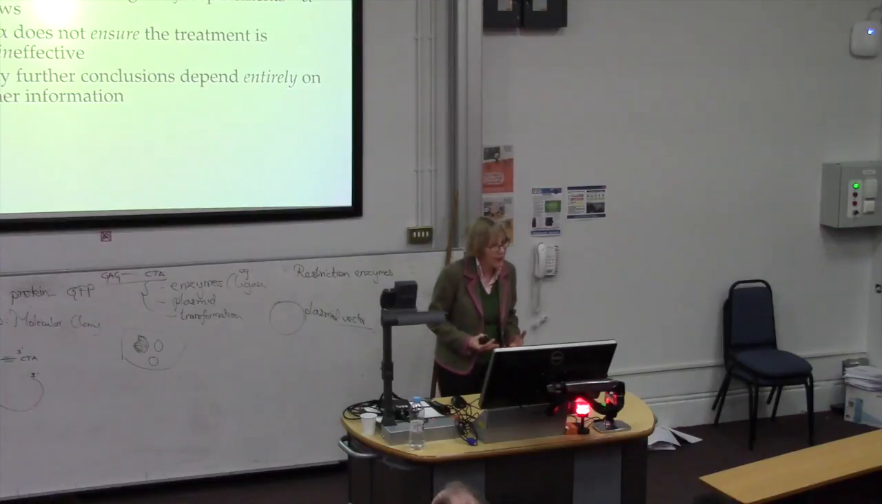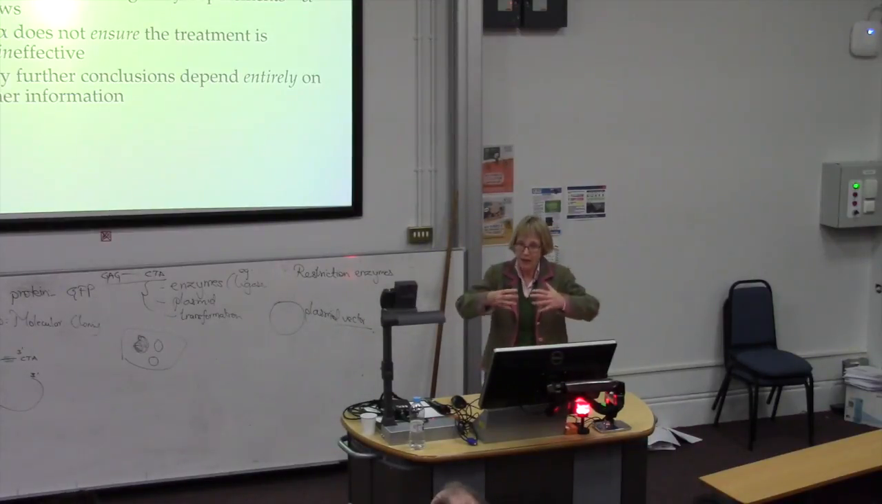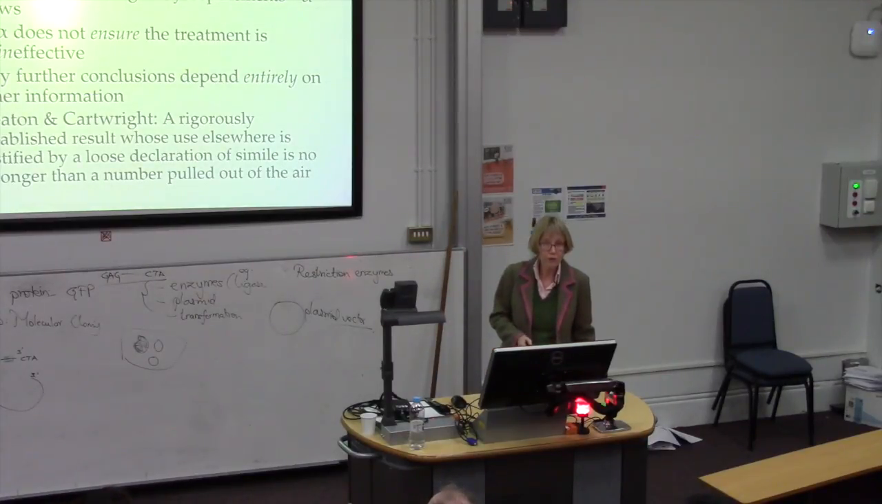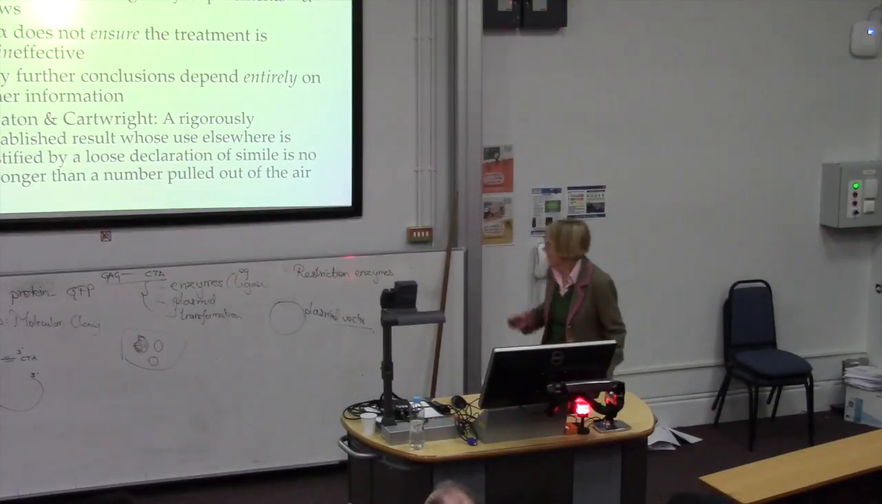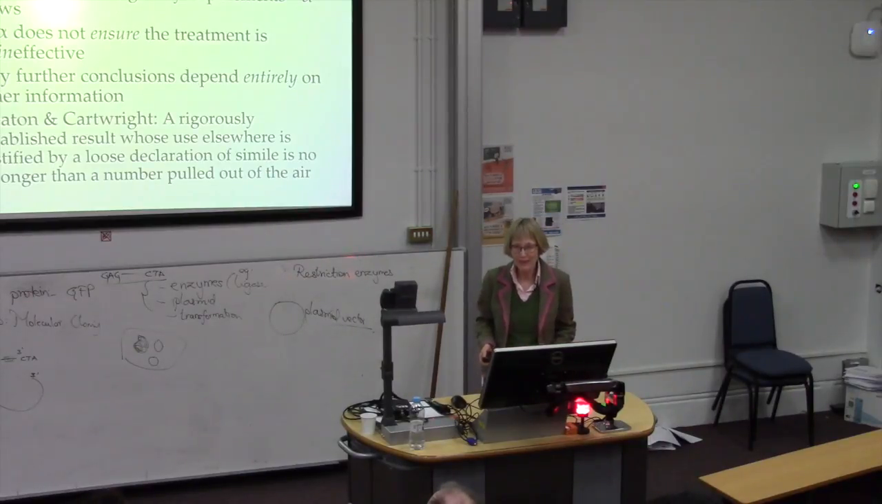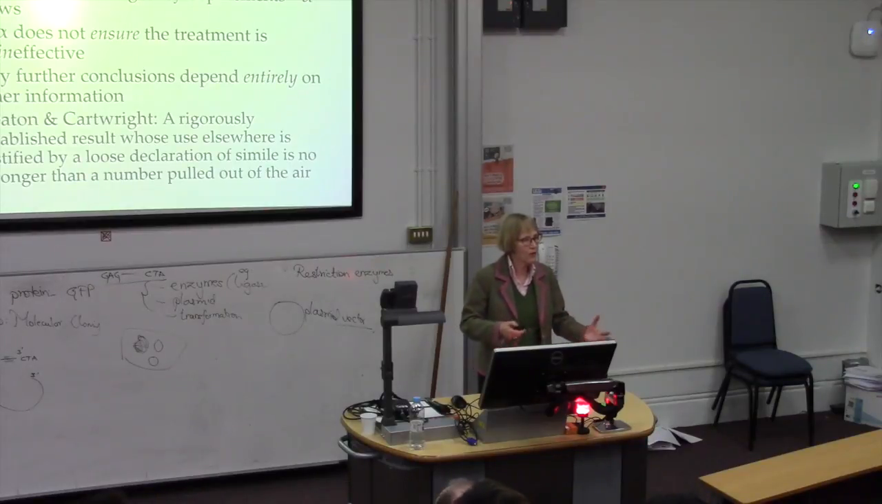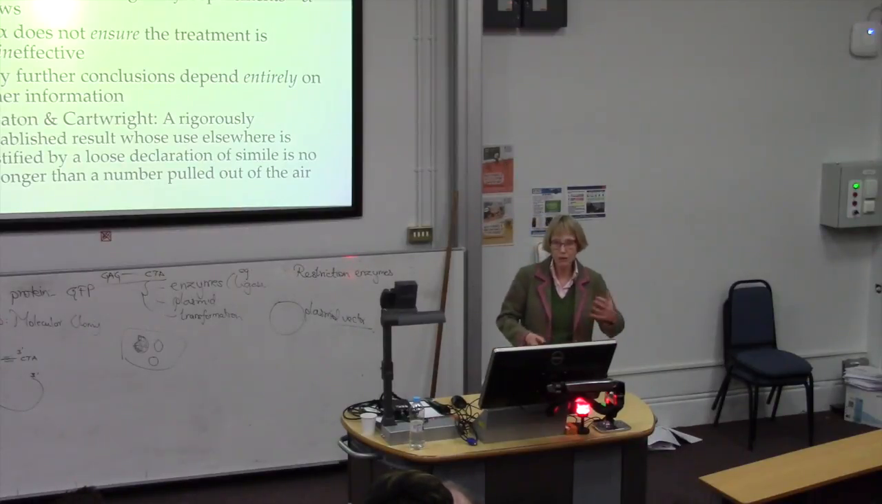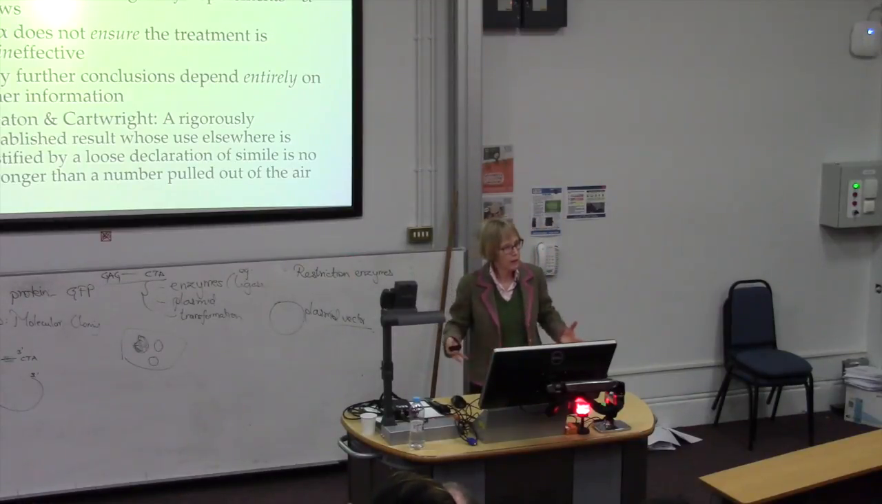If you want to help applicability, you've got to bring in information from outside the design of the trial. This is a paper I've written with the economist Angus Deaton. A rigorously established result whose use elsewhere is justified by a loose declaration of simile is no stronger than a number pulled out of the air. That was actually written by Angus Deaton in our joint paper. That's what I'm worried about. You do your best to describe your study population, and some of the reasons you did it had something to do with ethical reasons, that you had these eligibility conditions. And some had to do with trying to make it homogeneous.